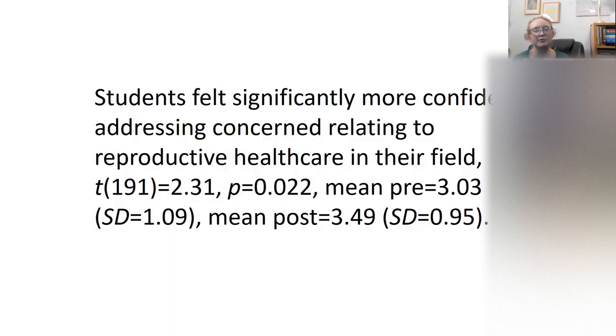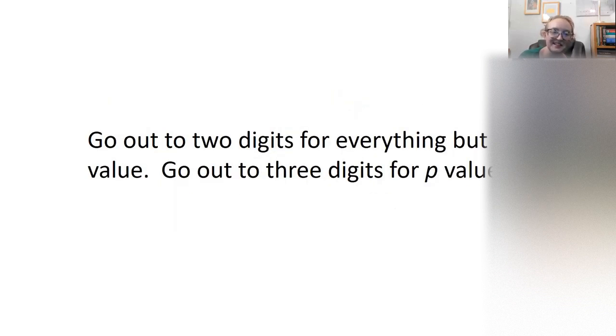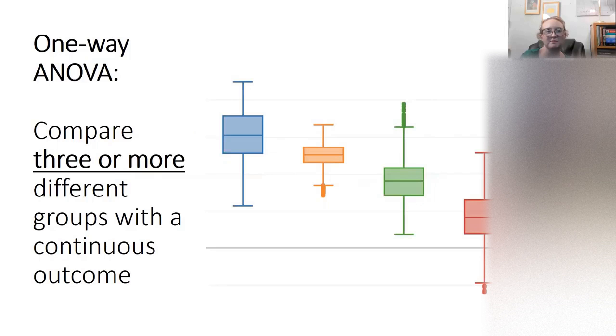You know, if you tell them earlier in the abstract, like, these questions were a scale of 1 to 5, and then they can see, okay, it changed from 3 to 3.5. That's how much. I do prefer for people to go out 2 digits for everything but the p-value, and then go out 3 digits. I just know sometimes it's kind of weird, like, what should I do? So that's a good recommendation.